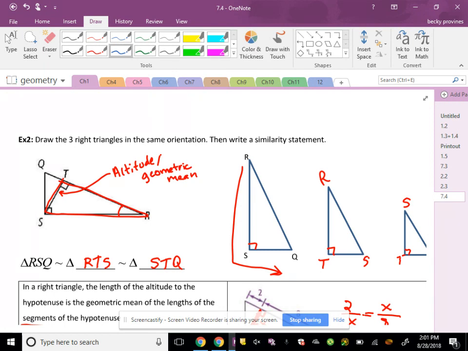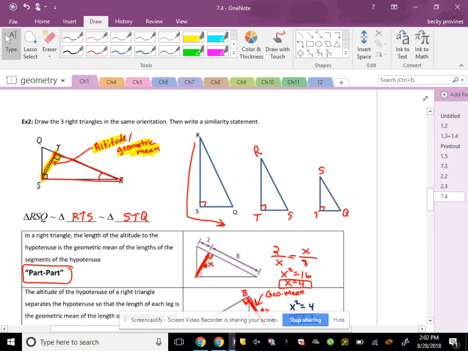Okay, so we have a geometric mean. The geometric mean for right now is this little piece right here. It is the piece that comes out of the right angle and goes straight down, and it forms another angle. And that breaks the triangle into two more similar triangles. So notice we call this the altitude and the geometric mean.